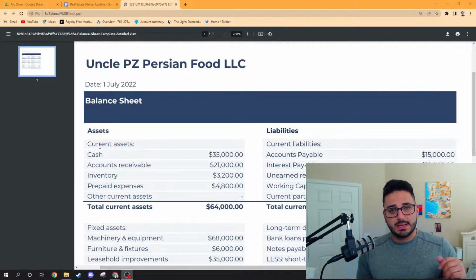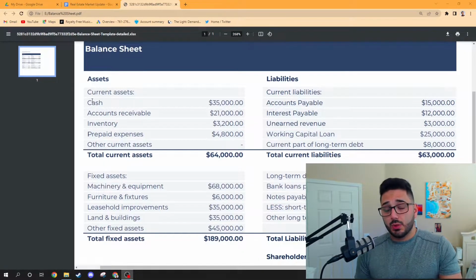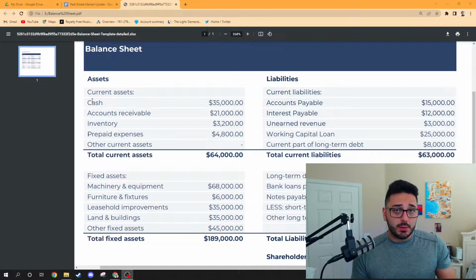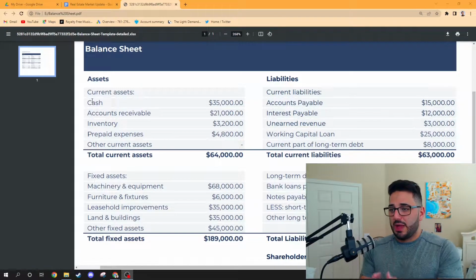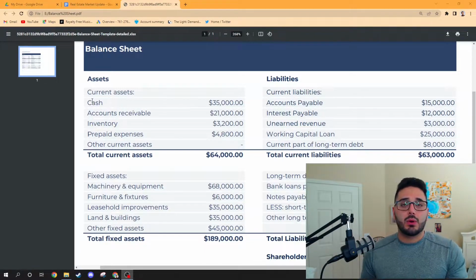On to the asset section. We have our current assets. As you can see, we discussed what current assets are: assets that are liquid, meaning cash, or can be liquidated within a year or less. So cash or cash equivalent. Cash or something that can be turned into cash fairly fast. So we have cash.